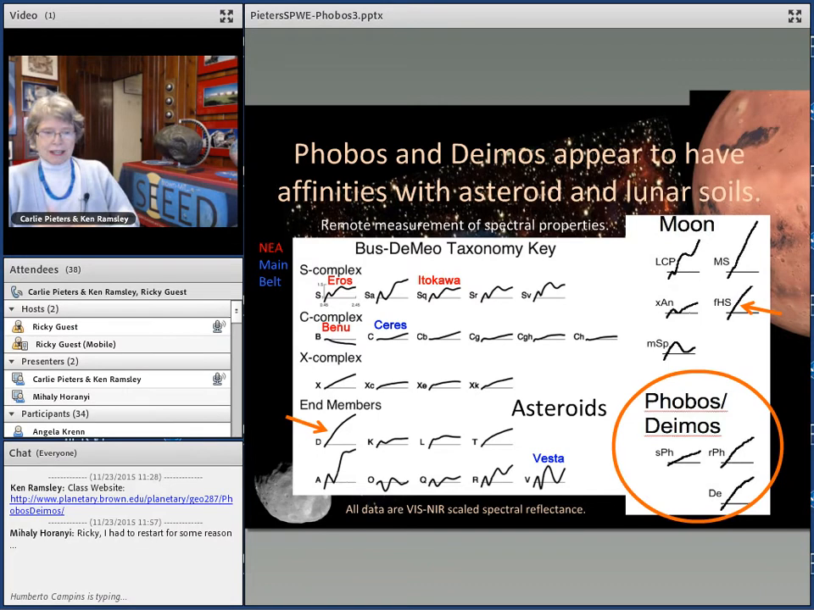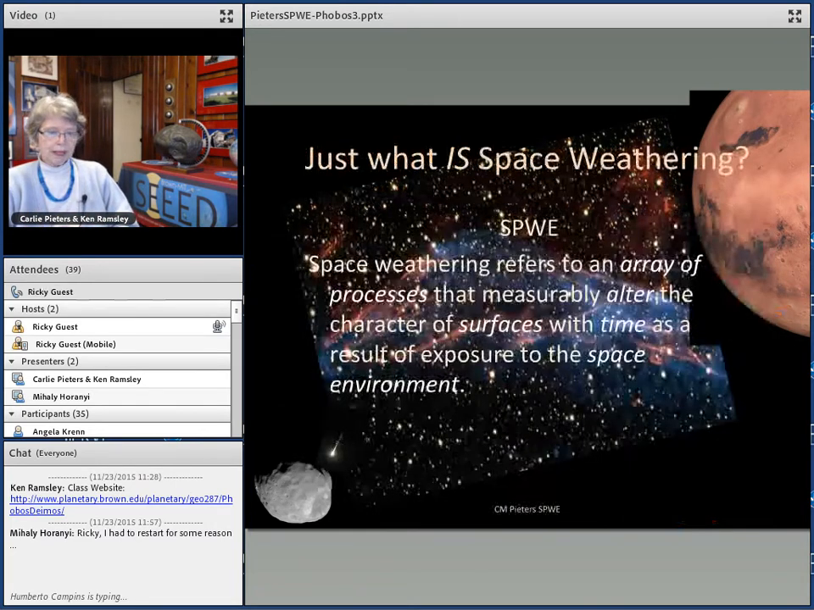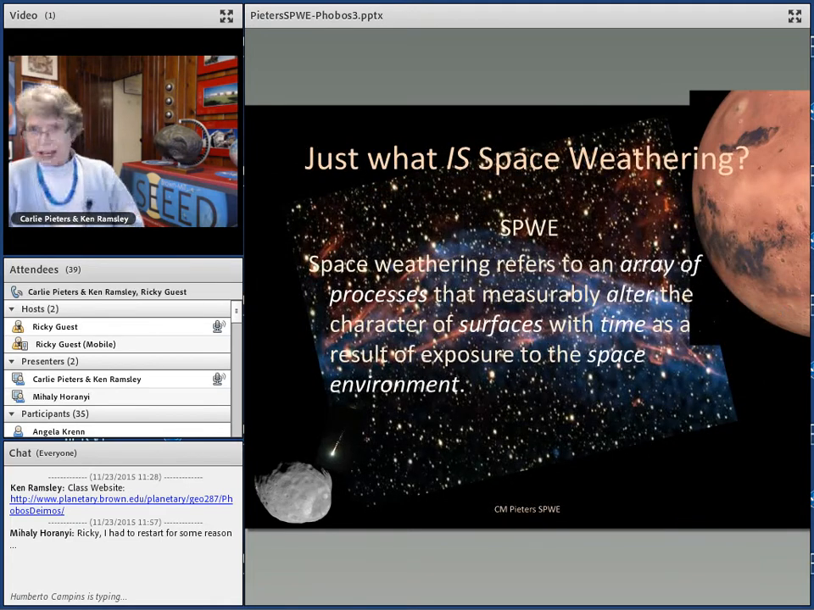So here we have a conundrum. Which does Phobos and Deimos represent? An asteroidal kind of composition, clearly not some of these S-type asteroids, but there are some asteroids that have spectra that are very similar, or is it a very well-developed, highly weathered material such as typical of lunar soils? Well, that's what the nature of our discussion today is going to be about, and I need to comment a little about what space weathering is.